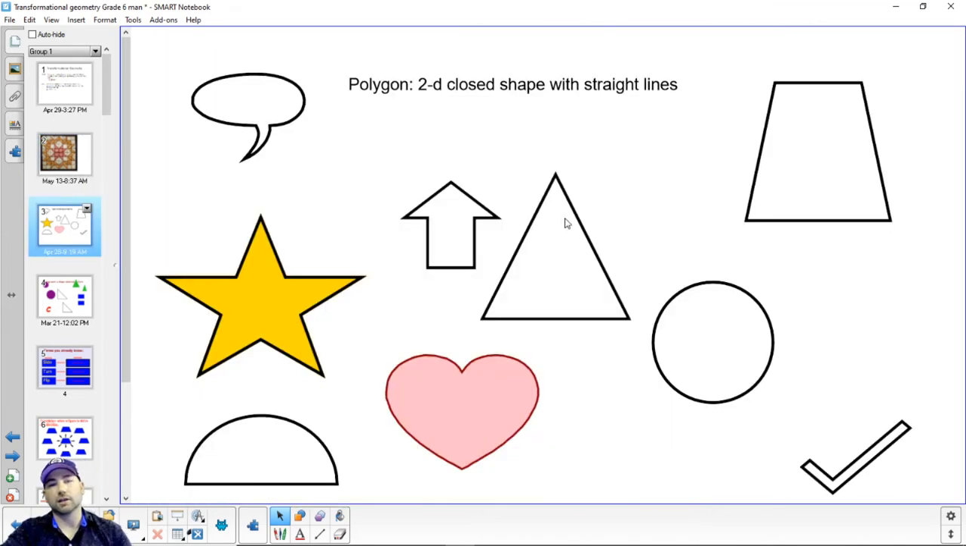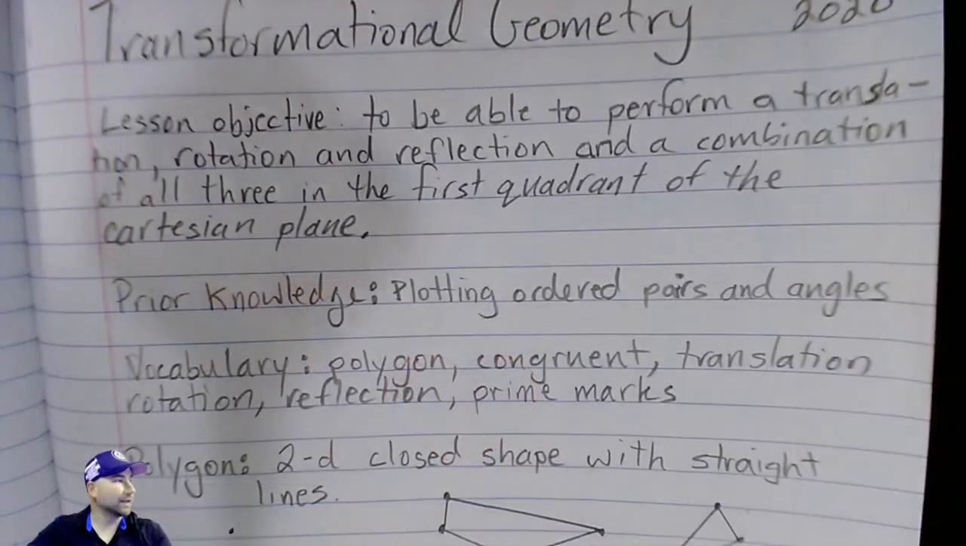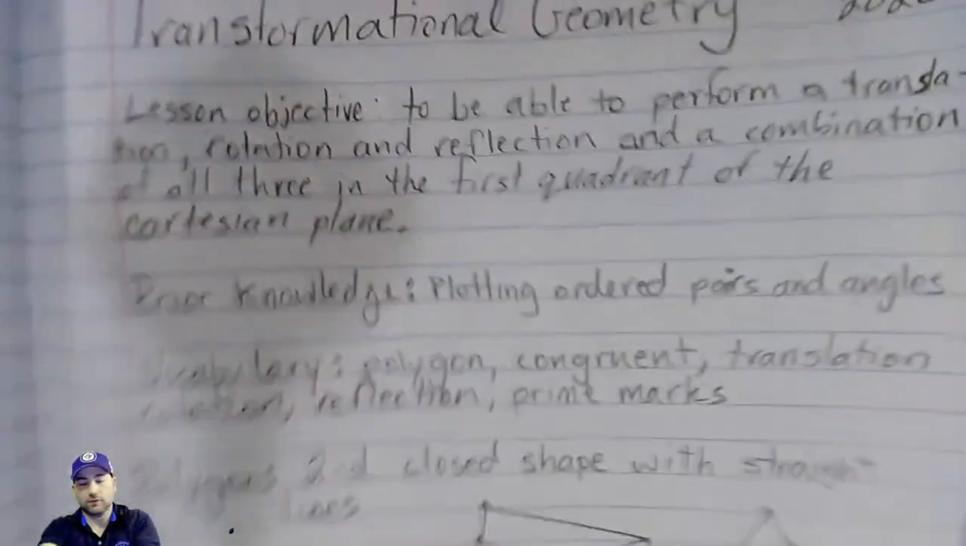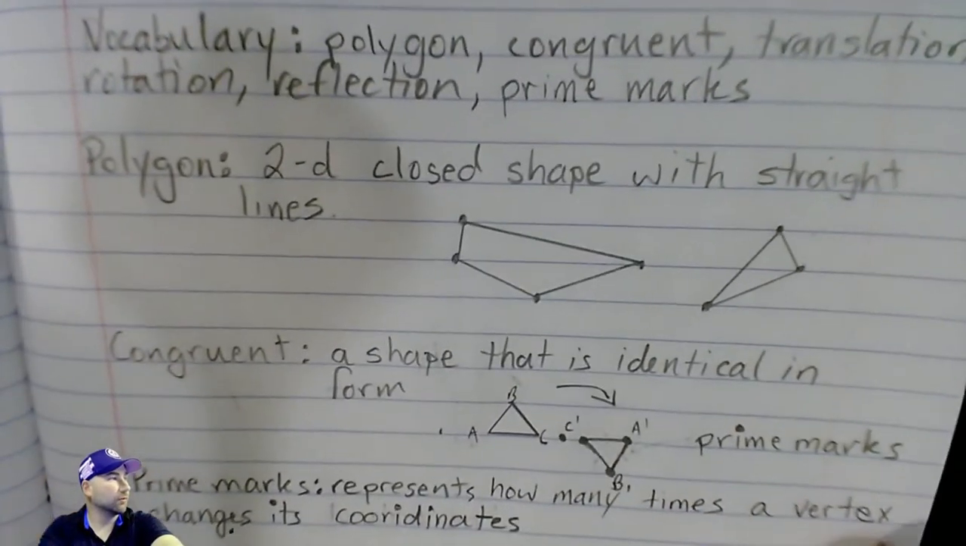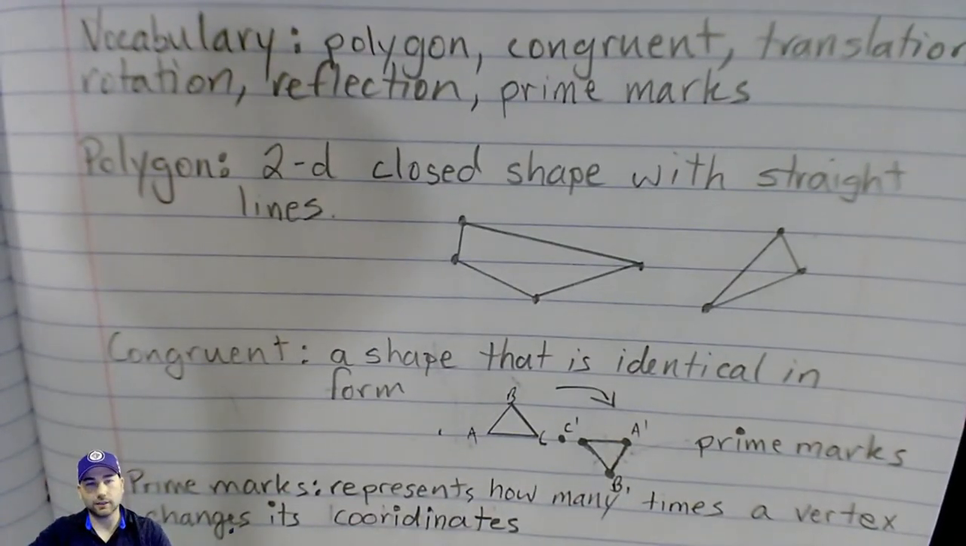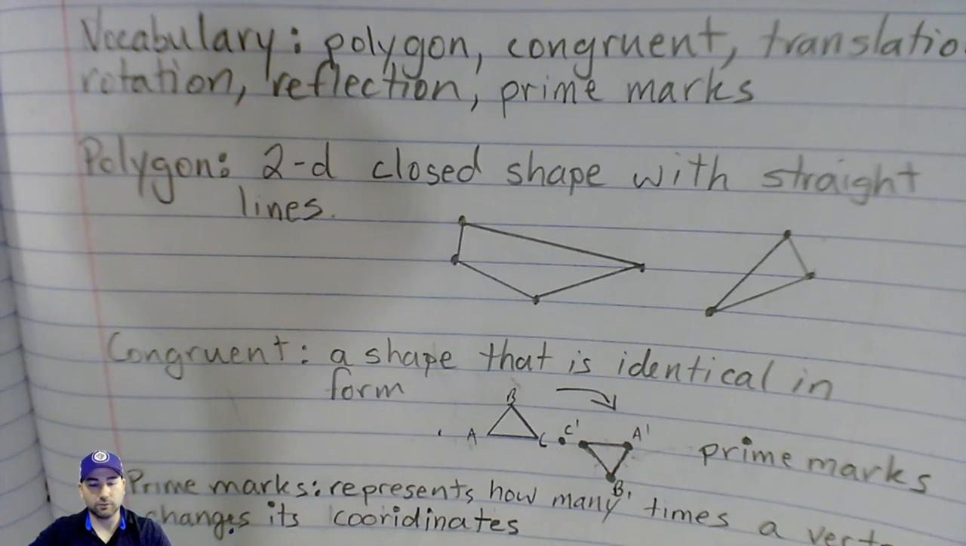So the first thing we're talking about is polygon. What is a polygon? Well, up here, here's the definition. It is a 2D closed shape with straight lines. A 2D closed shape with straight lines. So you can write that down in your notes. The first note underneath, you're going to write down polygon. It is a 2D closed shape with straight lines. Okay, so you can pause and write that down.